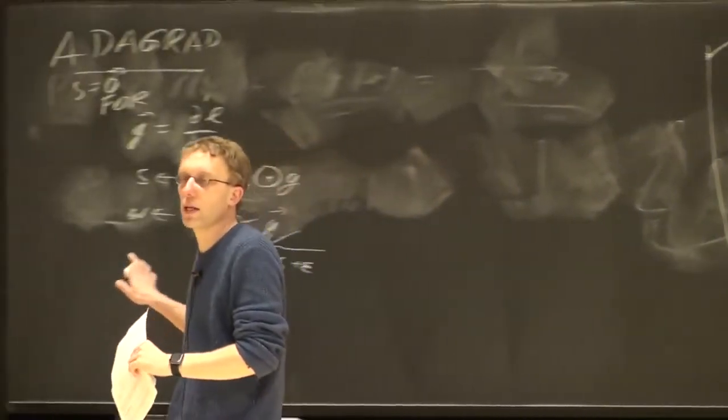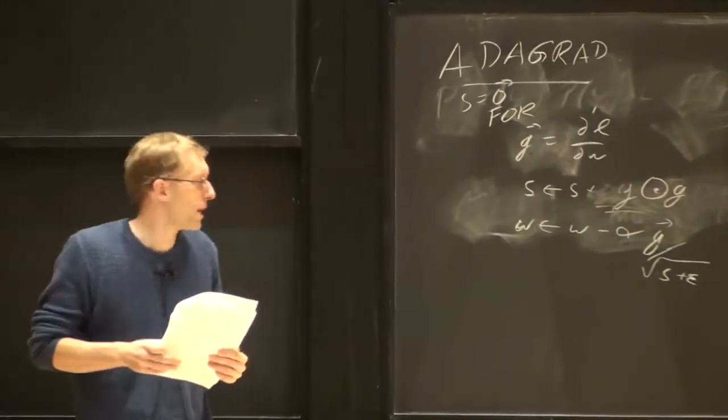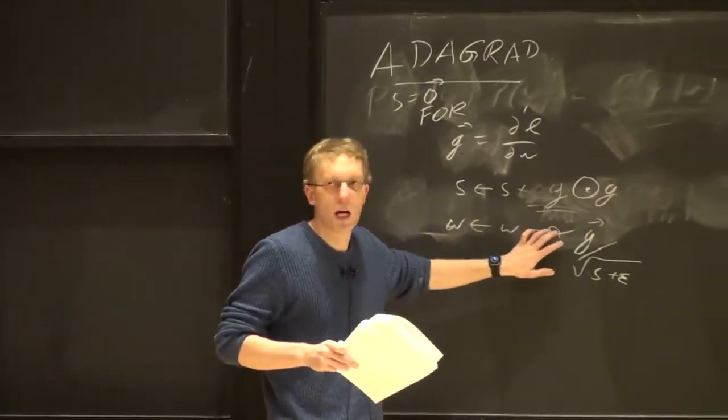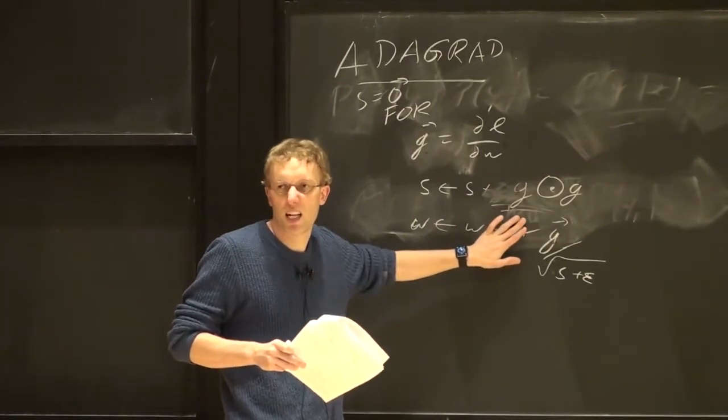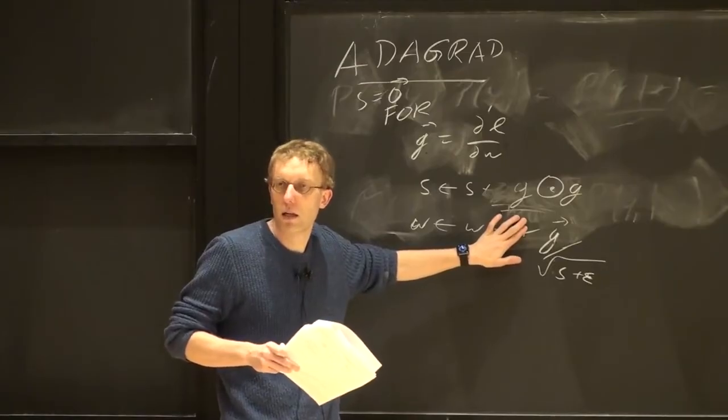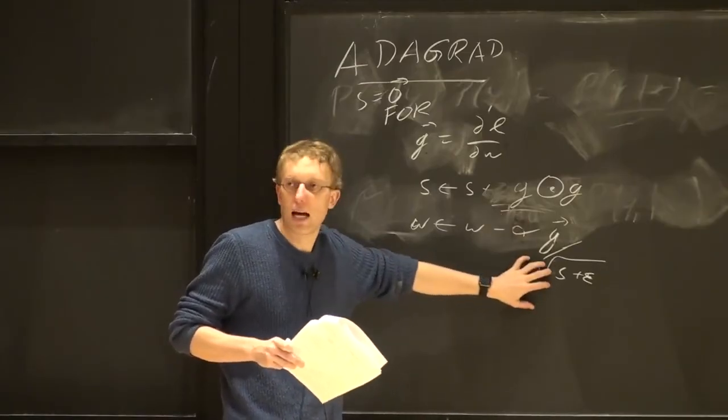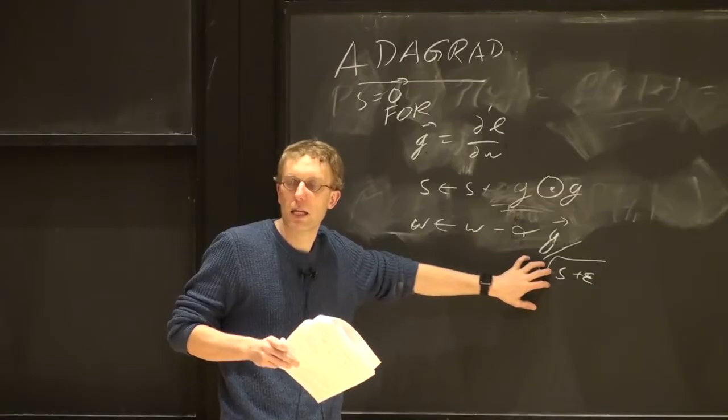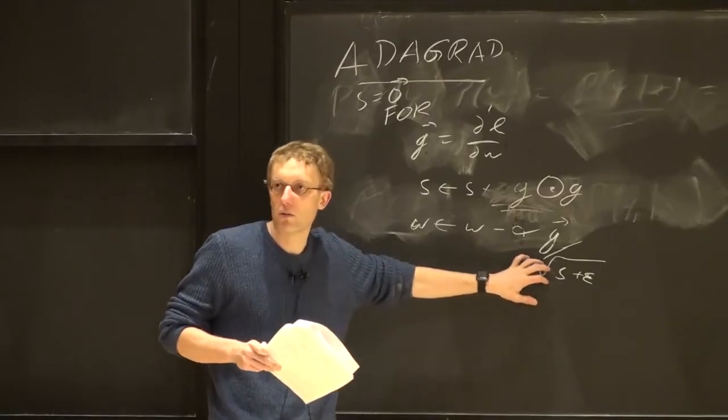And the beauty of it is you still have some constant here that you can set, but it doesn't really matter. You can just set it to 1, and then you just get rid of it. Ultimately, it sets itself. So basically, it takes past gradients, and it learns how to set the learning rate.